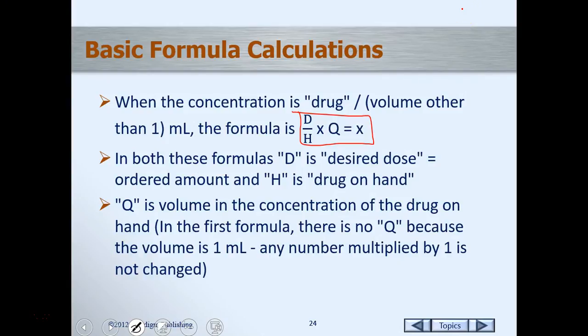In both these formulas, D is a desired dose and H is on hand. In this one, Q is the volume, the concentration of the drug is. So we don't have the Q in the previous one because it is 1. So 1 times 1 is 1.